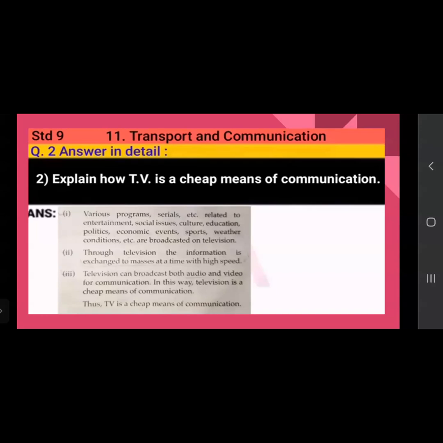Through television, information is exchanged to the masses at a time with high speed. Yes, this is very important. Many people at a time can get the information through television. Television can broadcast both audio and video for communication. In this way, television is a cheap means of communication. Thus, TV is a cheap means of communication.